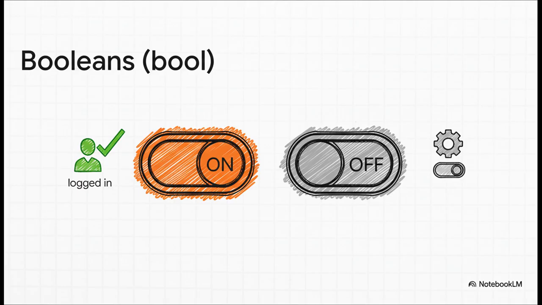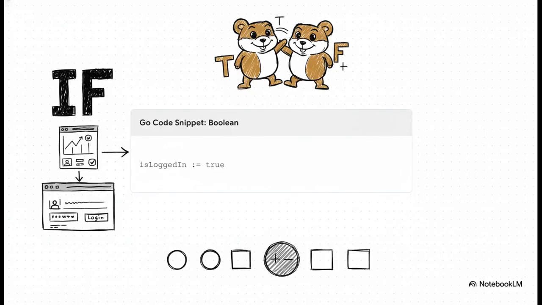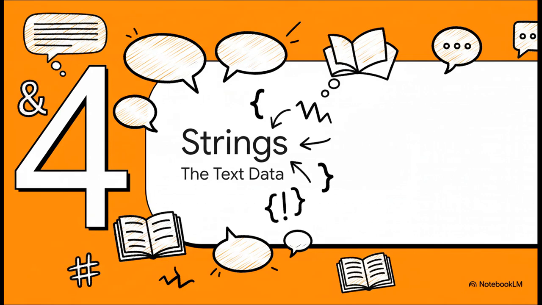Is the user logged in? Is this feature turned on? True or false? That's all you need. So here, we just set a variable to true. And now? Well, now we can use that isLoggedIn variable to control everything. We can put it in an if statement and completely change what our program does. If it's true, maybe we show the user's dashboard. If it's false, we send them back to the login page. It's that powerful.